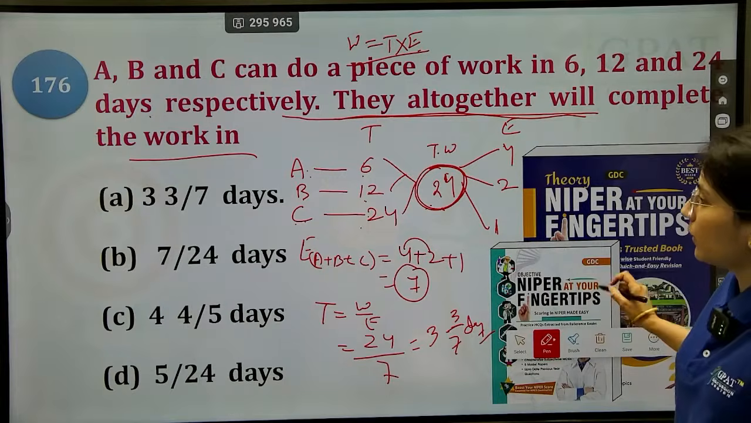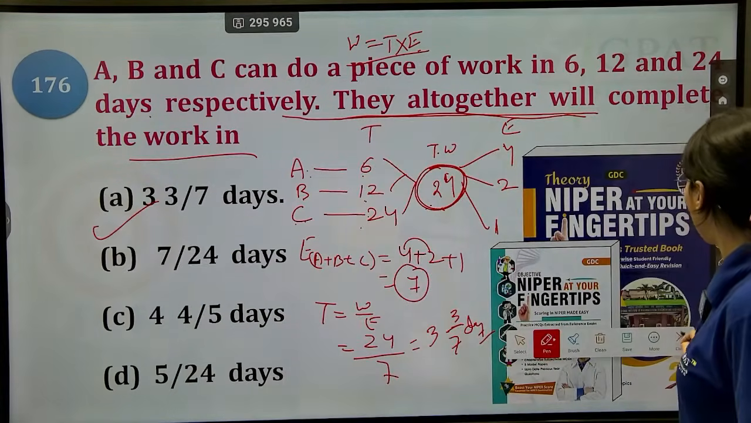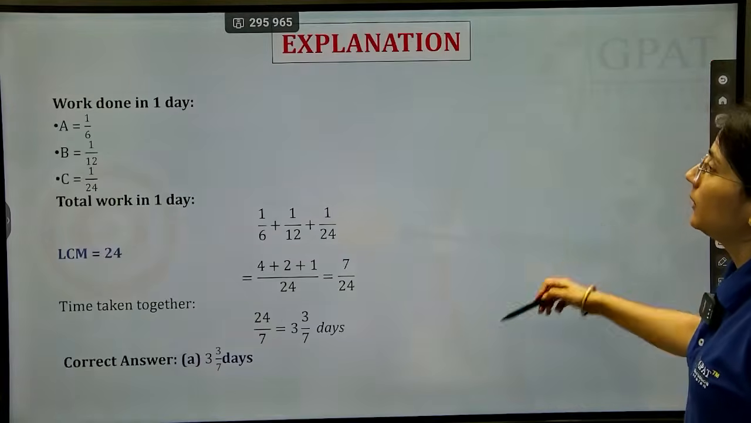Now move to the next question. So the answer is option A, that is 3 by 7. Now move to the next question. That is question number 177.